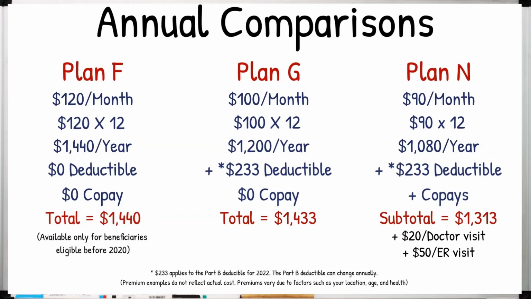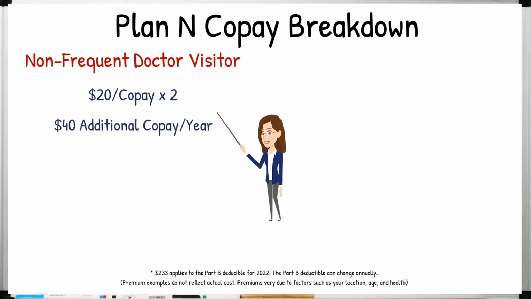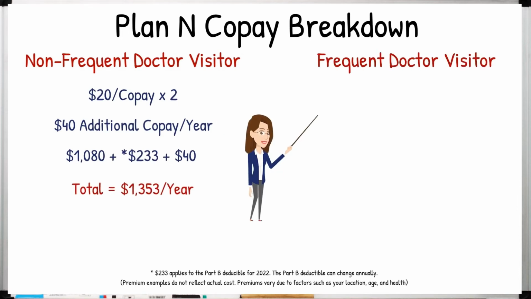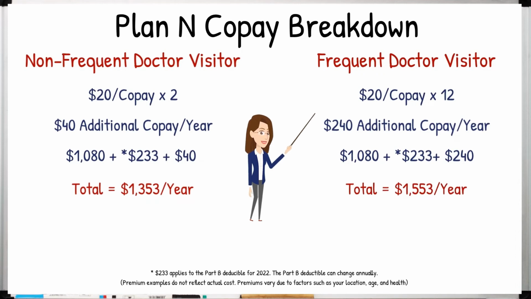If you are not one to visit the doctor's office often, then Plan N may be a good choice for you. If you're overall healthy and you only find yourself visiting the doctor's office, say twice a year, that means that you only have an additional $40 in copays to pay on top of the annual premium of $1,080 and Part B deductible. However, if you find yourself visiting a doctor's office, let's say each month, totaling 12 times a year, that would leave you with a total of $240 out of pocket in additional copays on top of the annual premium and Part B deductible. Therefore, it may make more sense to enroll in Plan G if you do find yourself visiting the doctor's office more than a few times a year.